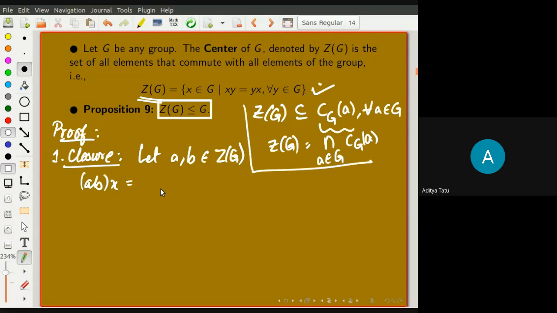Can I assume you can complete this proof yourself? It just follows along the same lines of the centralizer. Associativity, etc. You'll be able to do it. So I'm giving this as a homework. Let's move on.